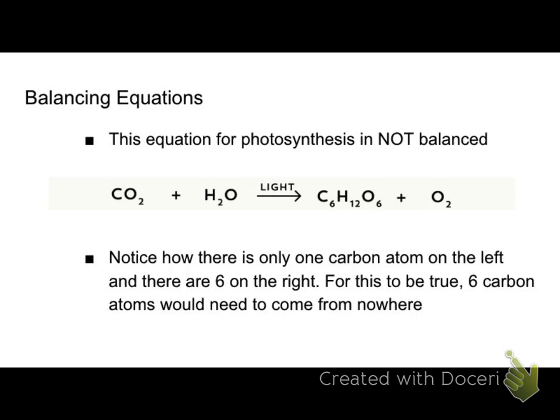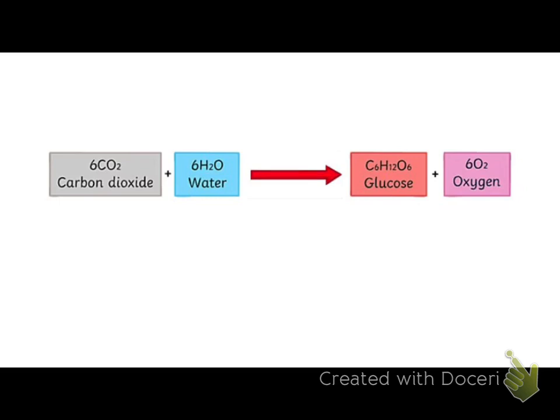Okay? I also want you to notice that on the left side of this, there are only 3 oxygen atoms, and on the right side we have 8, and on the left side we only have 2 hydrogen atoms, but on the right side we have 12. So all in all, we're starting with fewer pieces than we end up with in our product, and that won't work. So instead, what happens is we have to balance the equation.